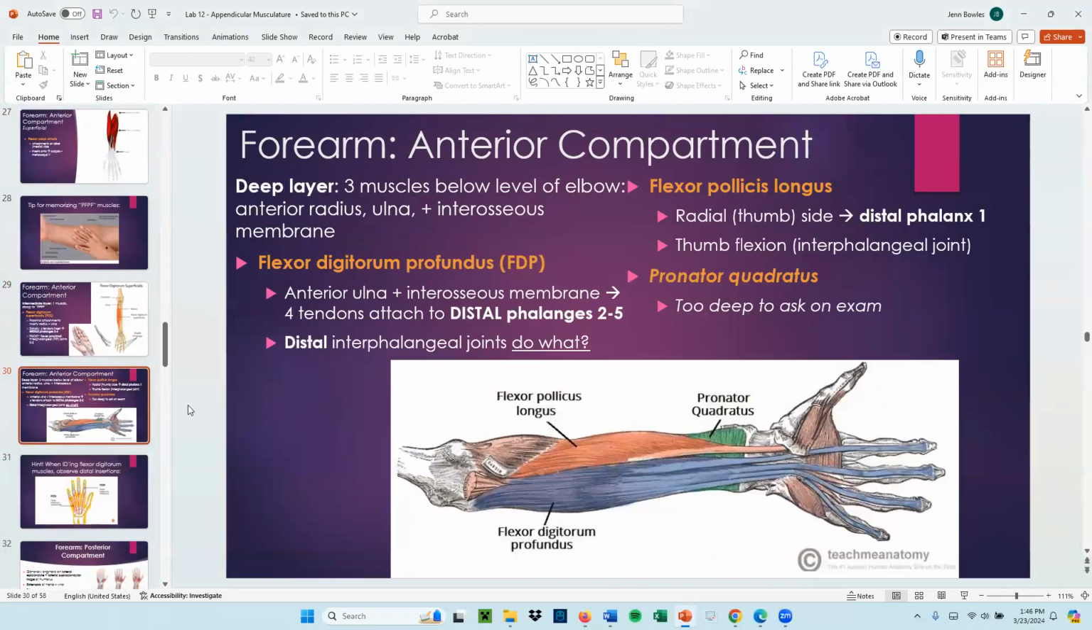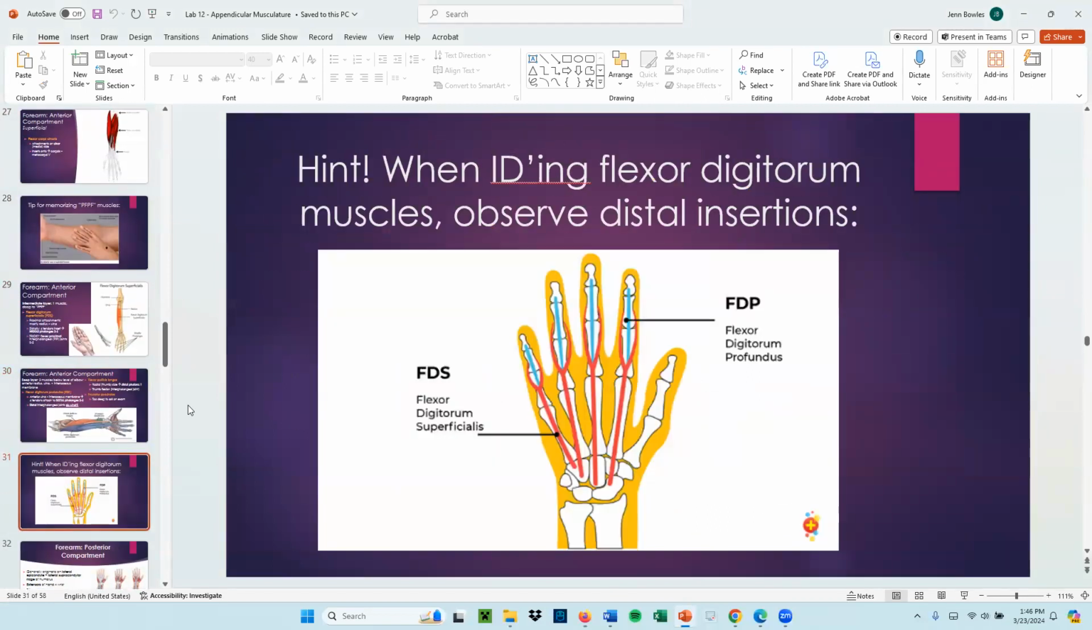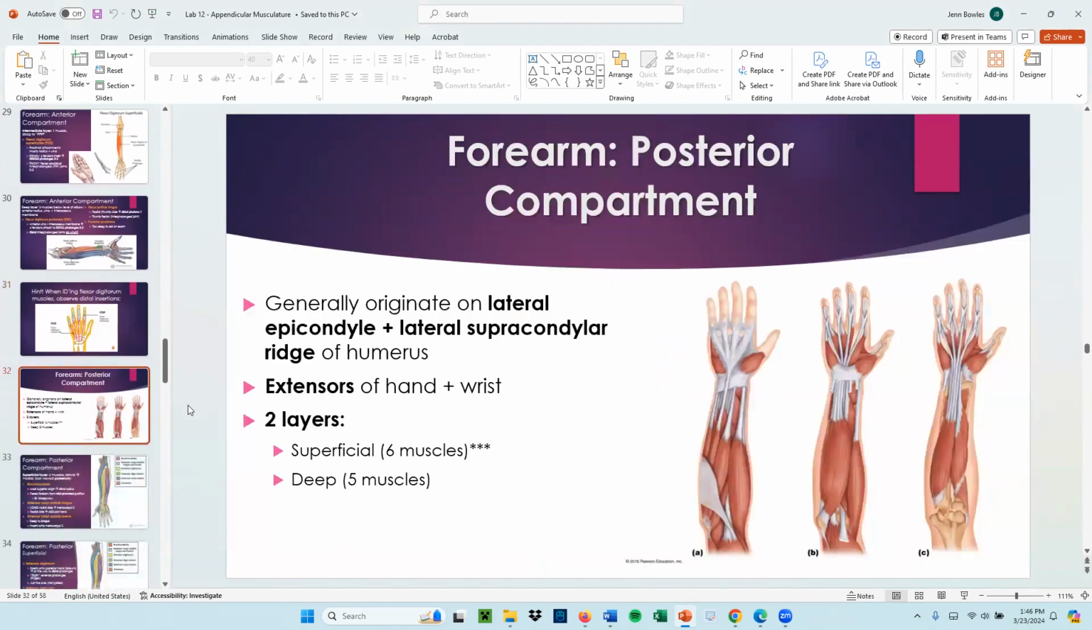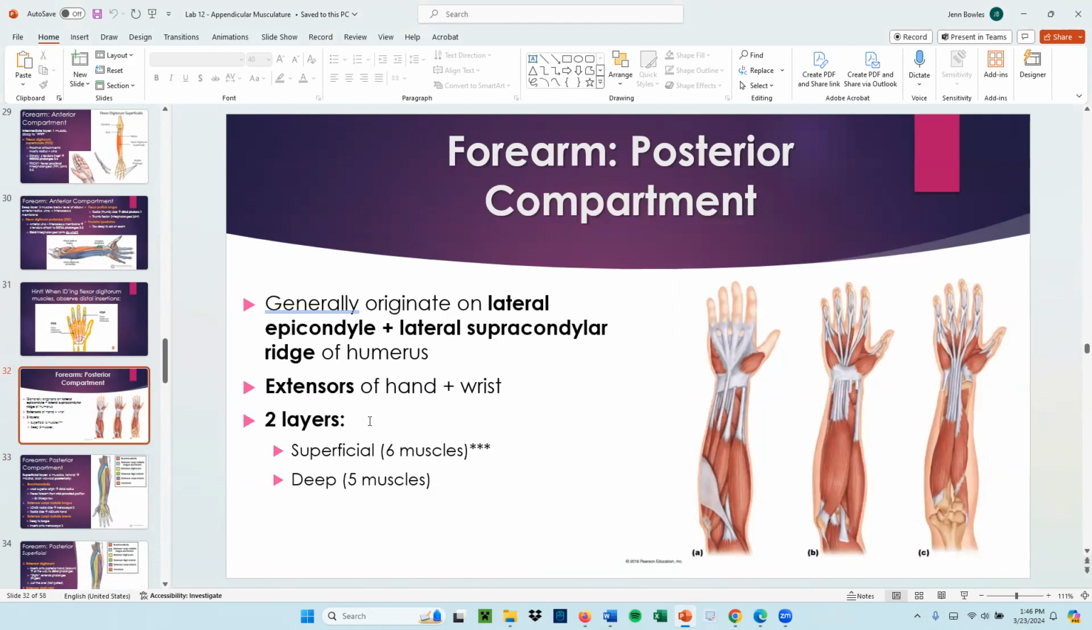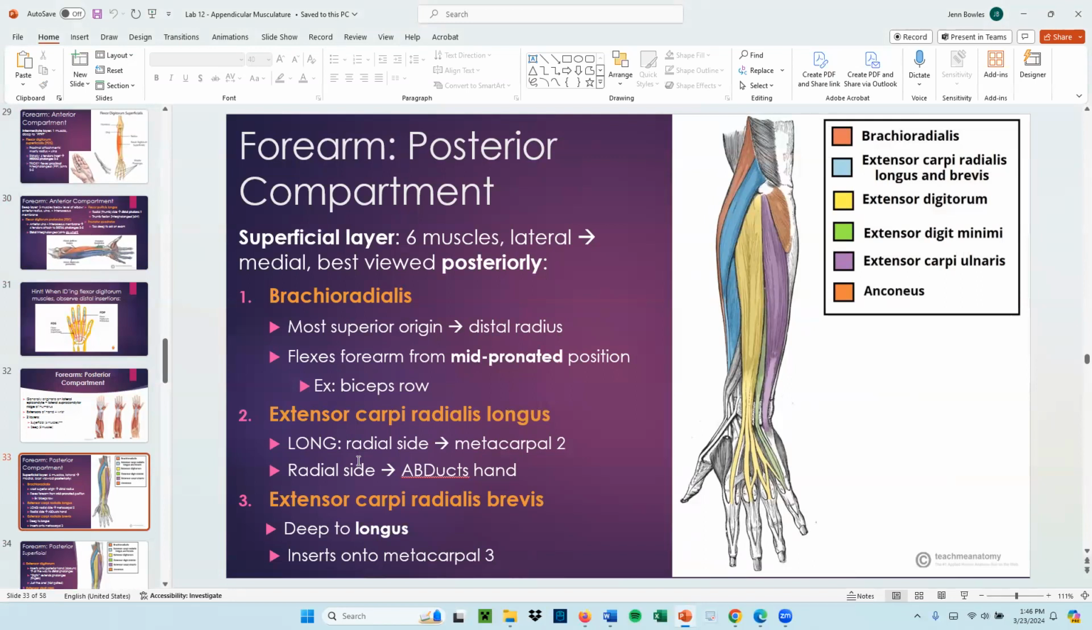We'll go quickly through posterior forearm. And in this case, we only have these two layers, but they are a little busier. But again, you want to focus on that superficial layer. So posterior forearm is where we have our extensors of the forearm. So you're going to see a lot of names that have the term extensor in them, and then they're followed by whatever the muscle is extending. So for example, extensor digitorum is this muscle in yellow here.